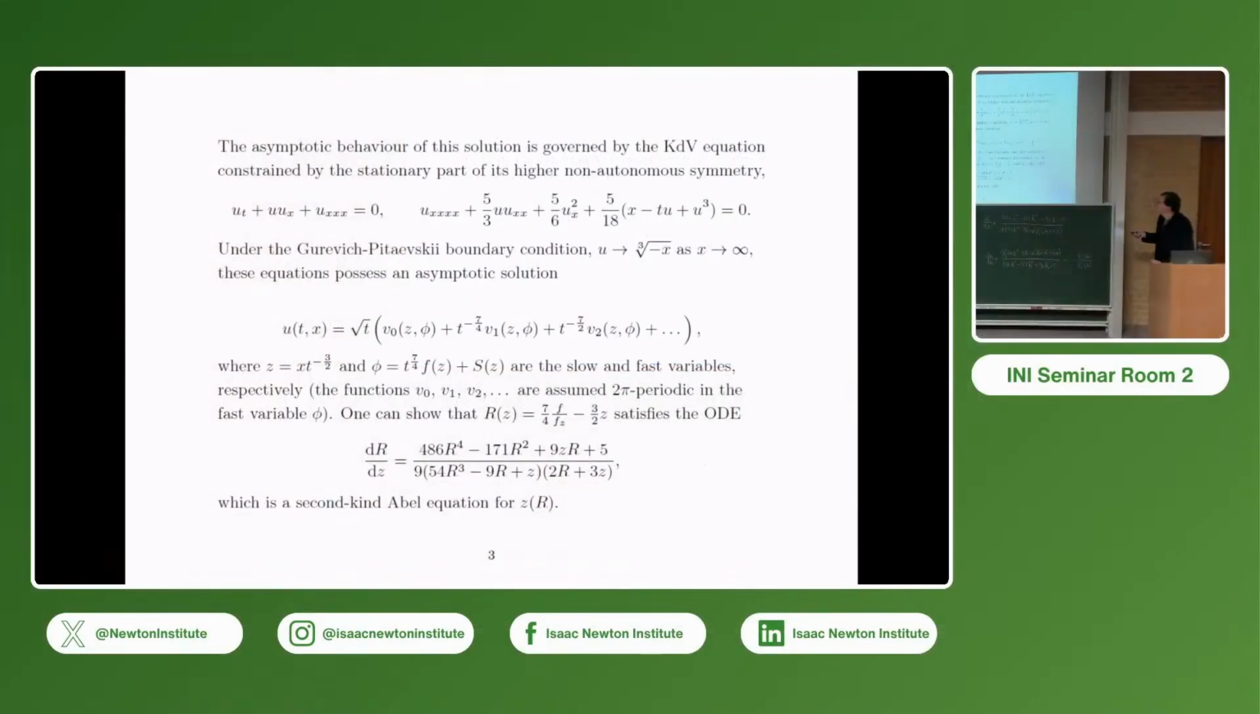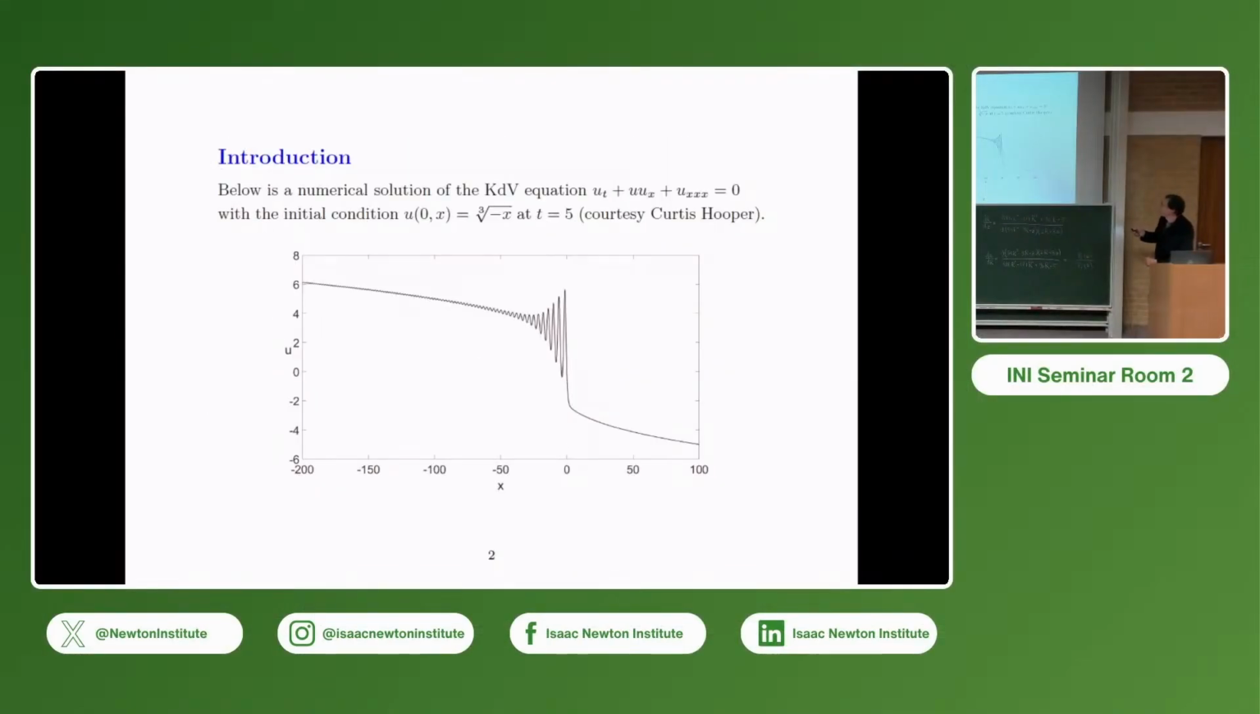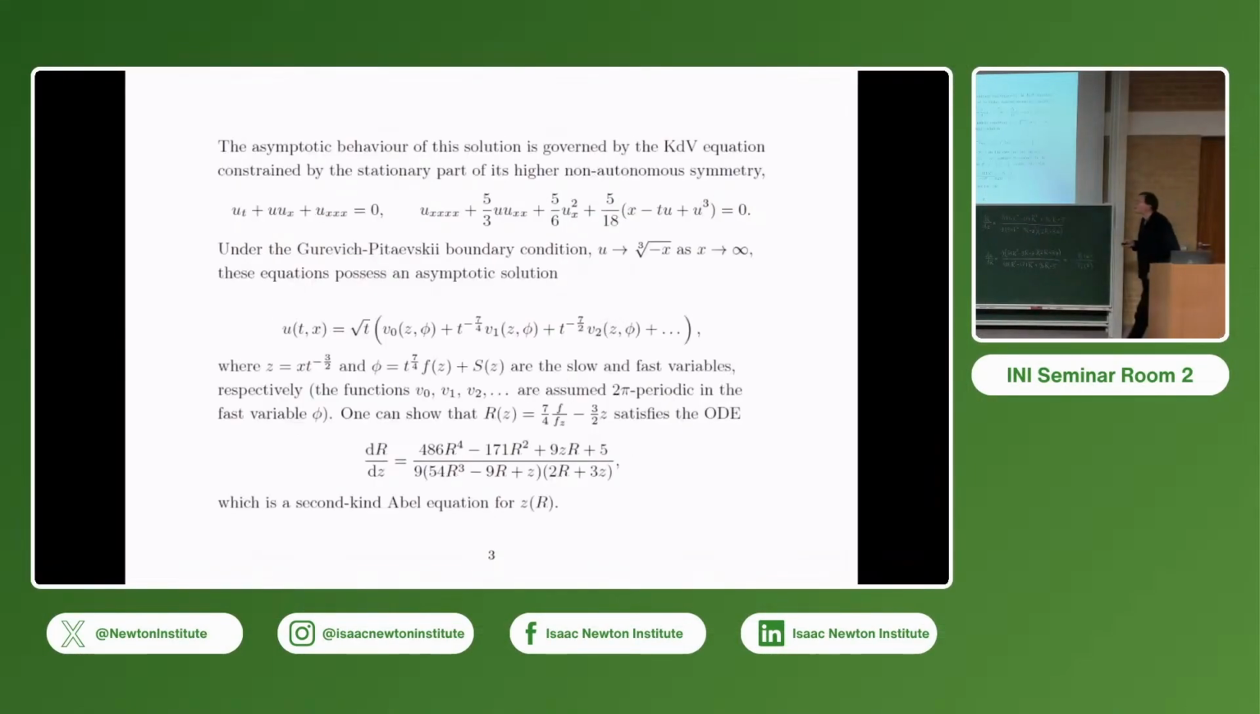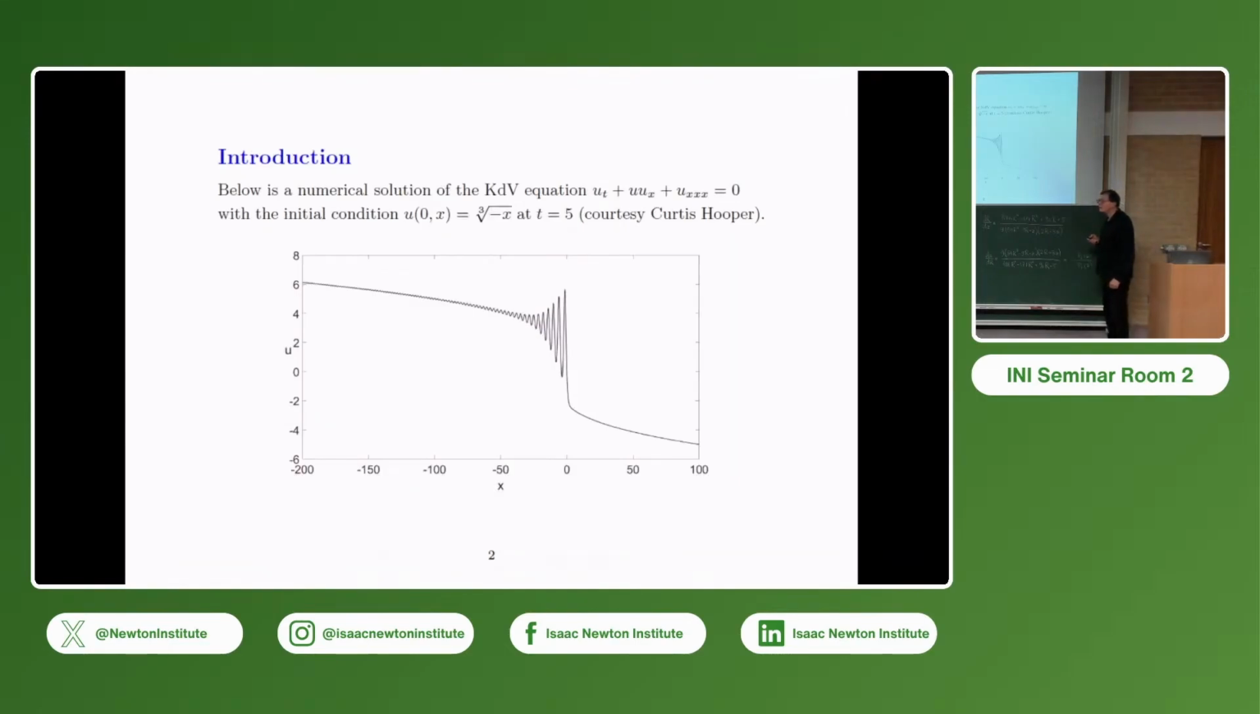Sorry, maybe there's a naive question, but when you say asymptotic, this is in t or in x? In t. I will write down the expansion, right?